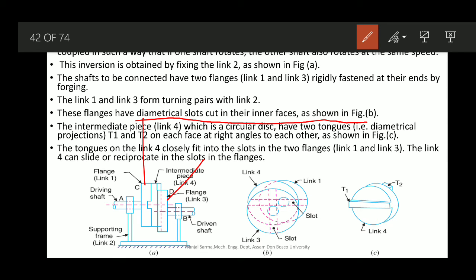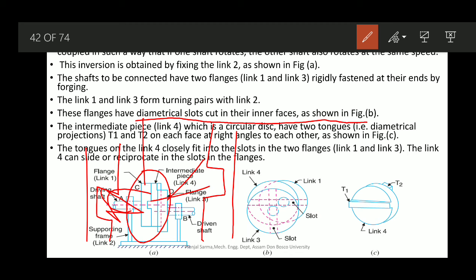Okay, so for this case, in this side face, similarly for this side flange, basically the inner face is this, and this face and this face become the inner face. So basically diametrical slots are being cut.